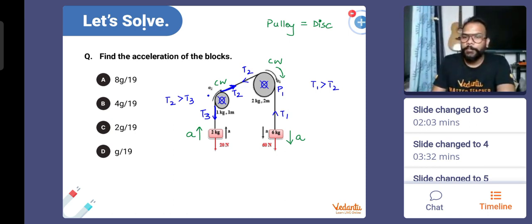So, what will we do? Which one is the driving force? Definitely, 60 Newton is the driving force, because of that weight only the system is moving. And which one is the opposing force? 20 Newton. Sorted. Okay. Perfect.